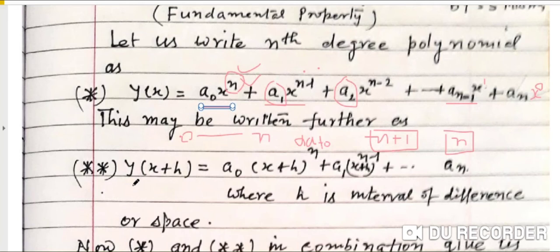Now, what we are going to do: spacing is h. I made it clear that this spacing is equal and we are using h. So very swiftly, x has become x plus h to the power n, and x plus h again to the power n plus 1, and everything is going as it is.